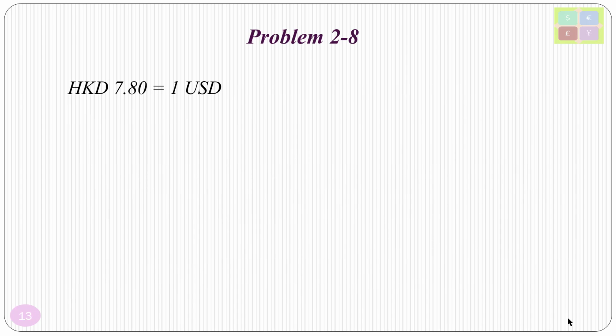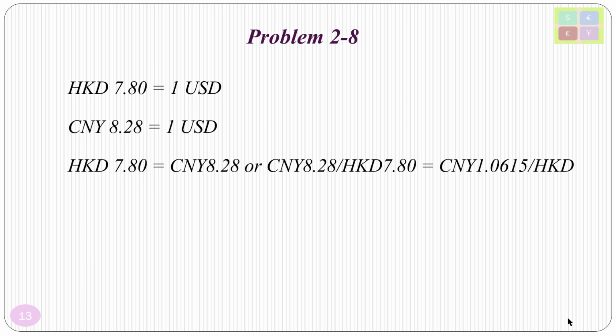So here we are told that 7.80 Hong Kong dollars equals 1 US dollar, and also initially 8.28 Chinese yuan equal 1 US dollar. So we can equate the Hong Kong dollar and the Chinese yuan. So 7.80 Hong Kong dollars equals 8.28 Chinese yuan. So we can get an exchange rate between the Chinese yuan and the Hong Kong dollar as 8.28 Chinese yuan per 7.80 Hong Kong dollars, and that comes out to 1.0615 Chinese yuan per Hong Kong dollar.